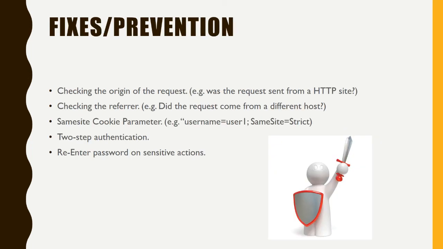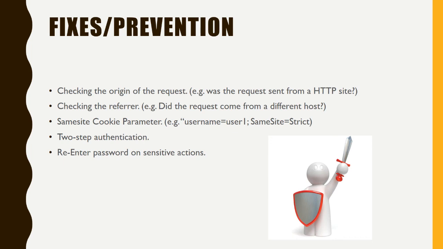Right, fixes and prevention. So, checking the origin of the request. If it's not coming from an HTTPS site and yours is HTTPS, you can tell it's not a real request. Checking the referrer, for example, where did it come from? And if it's not from the same URL, you know, block it. Same site cookie parameter. This is for cookies in general. You can do SameSite equals strict. Of course, it's not the most secure thing, but it works.